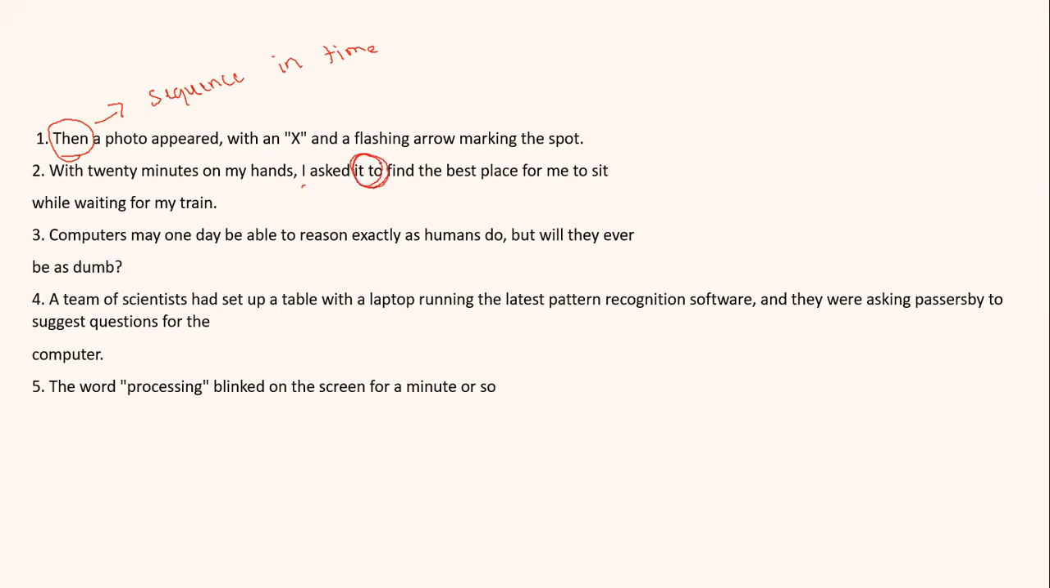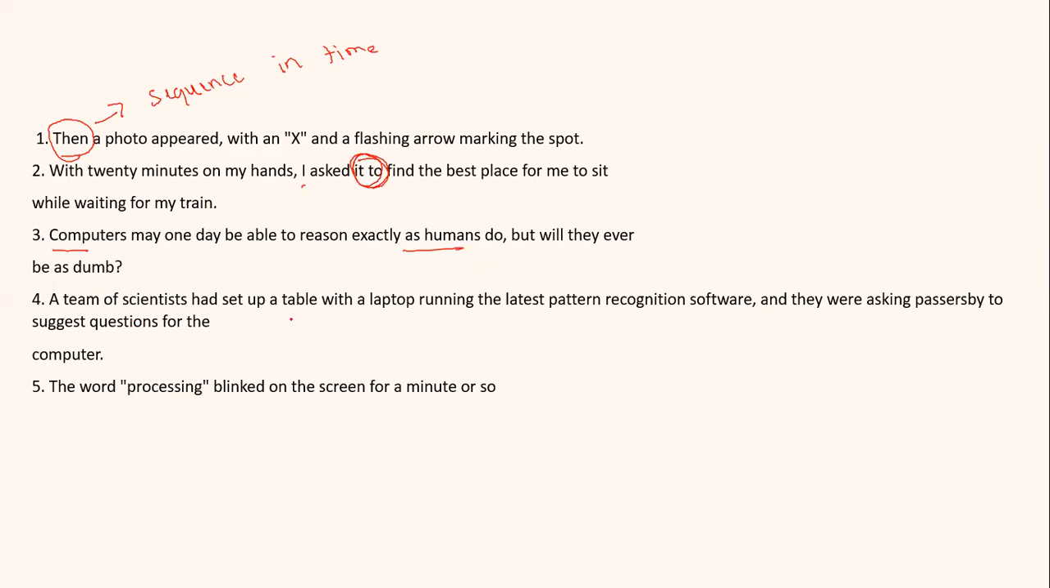To whom can I ask? Is there any subject to whom I can ask where to sit? Let me see. Third, computers may one day be able to reason exactly as humans do, but will they ever be as dumb? So this talks about two subjects, computers and humans. So it can refer to computers, definitely. But will they ever be as dumb? But 1 and 2 do not talk about dumbness. So I don't know whether 3 will be part of it or not. I don't know anything right now.